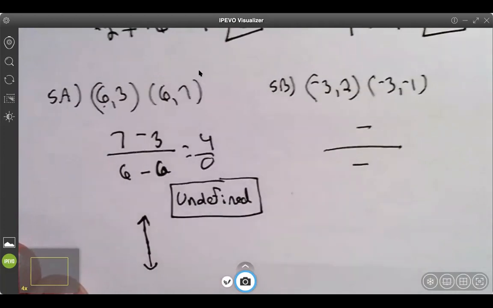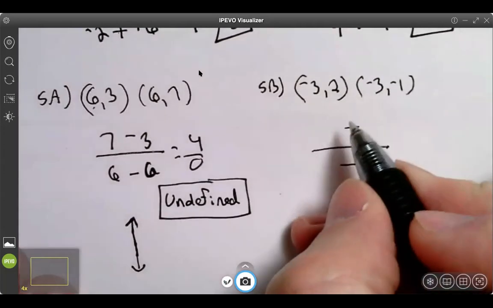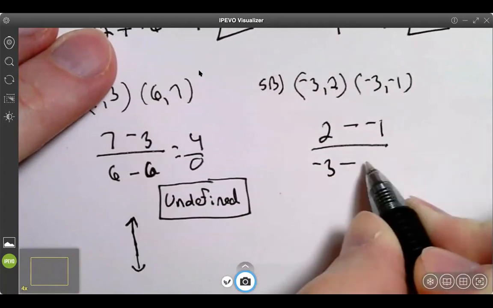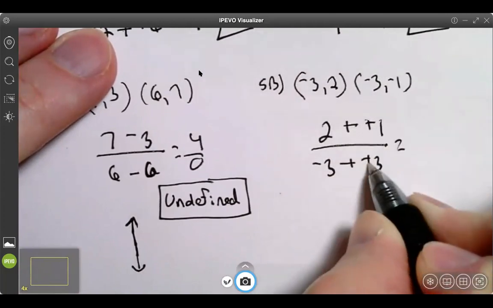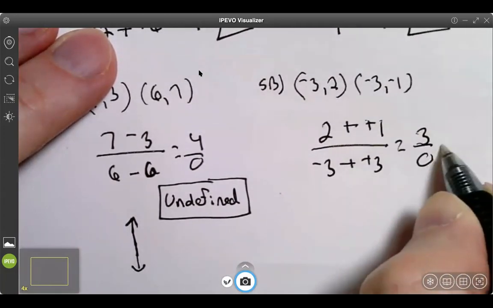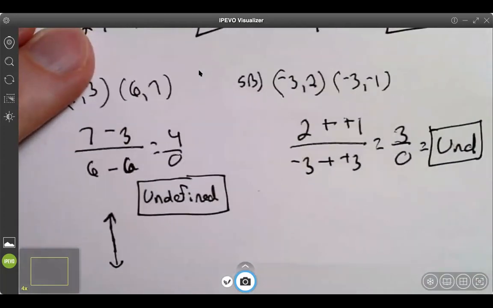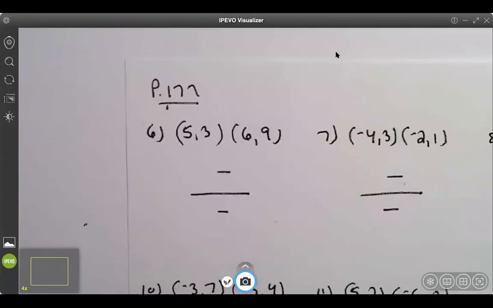Try 5b. 5b, I'll go left to right. 2 minus -1 on top, -3 minus -3 on bottom, plus positive, plus positive. 2 plus 1 is 3 on top. -3 plus 3 is 0. Again, I have an undefined slope. I hope these are really easy, but they're really important as well. So let's do 4 more.